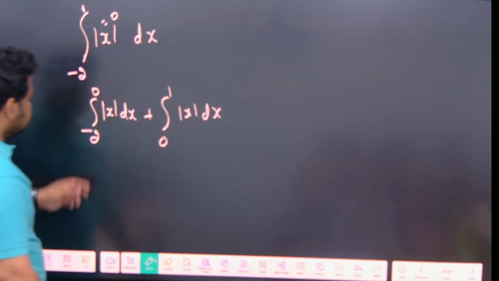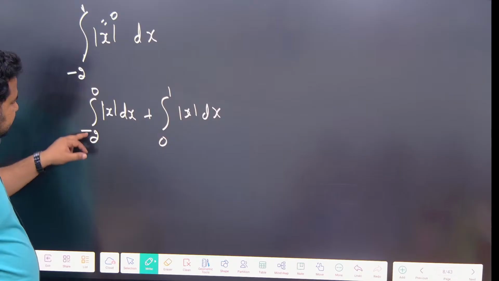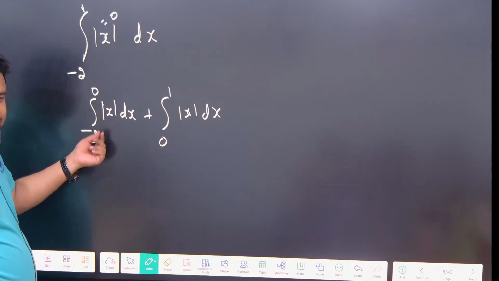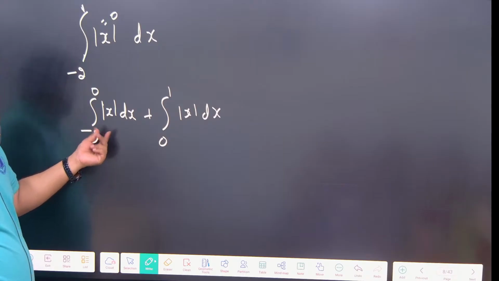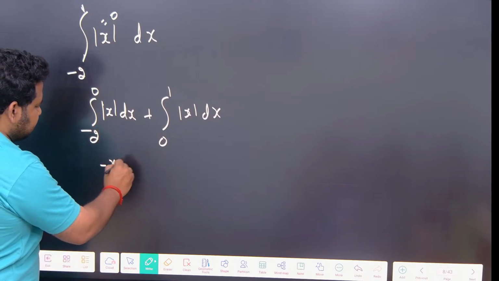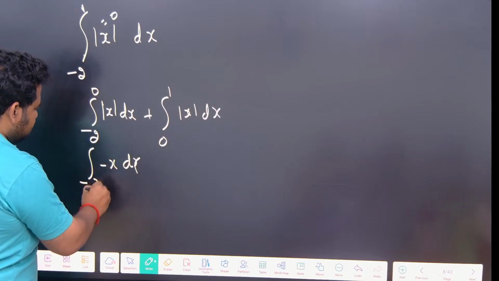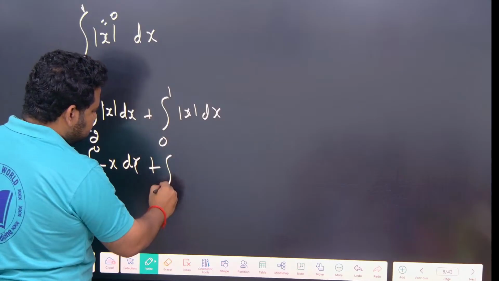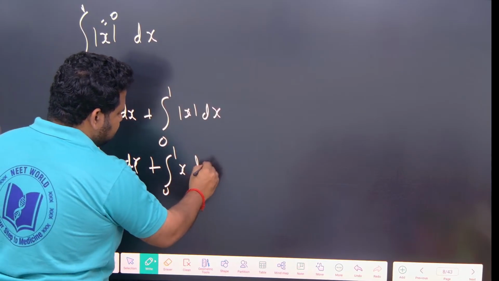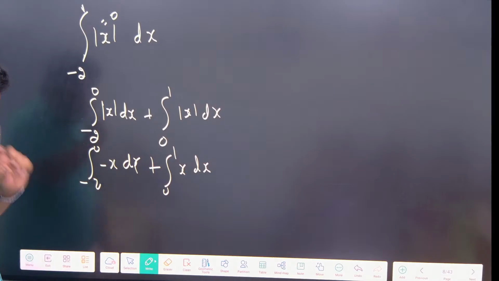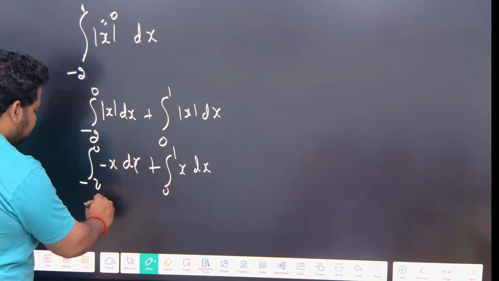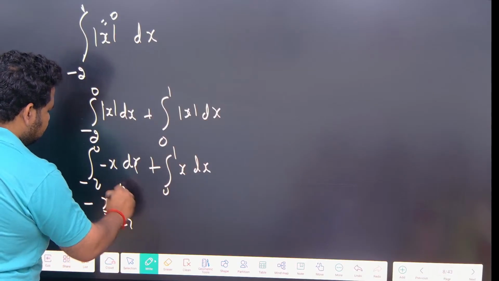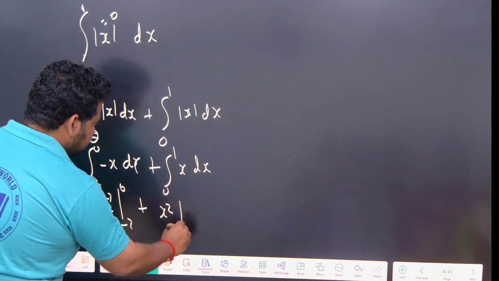Minus 2 to 0 means any value between minus 2 and 0, that means negative values, so mod x will become minus x. So this will become the integral of minus x dx from minus 2 to 0, plus, for positive values greater than 0, the integral from 0 to 1 of x dx. Now, if we integrate this, it becomes minus x square by 2 from minus 2 to 0, plus x square by 2 from 0 to 1.